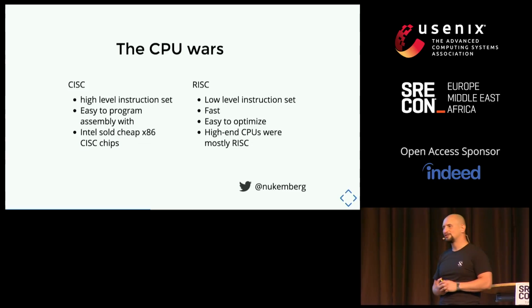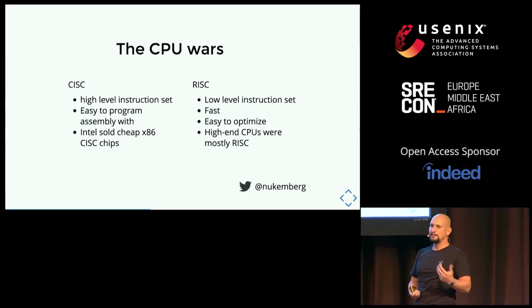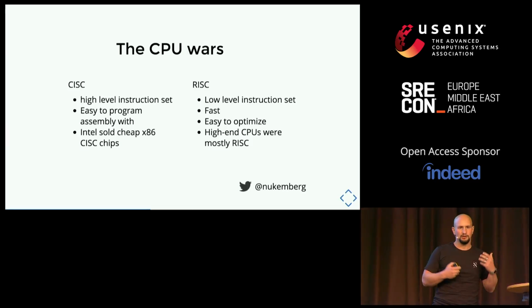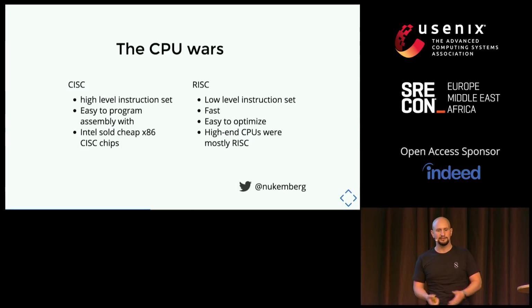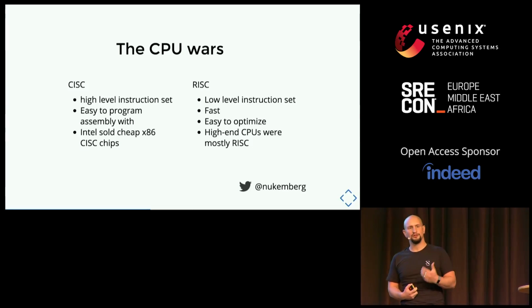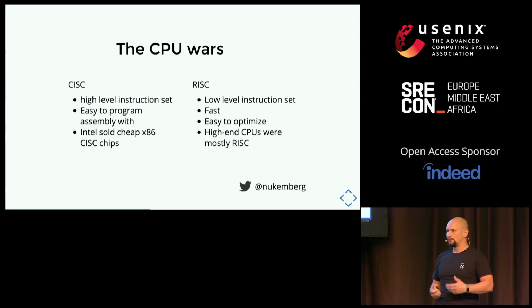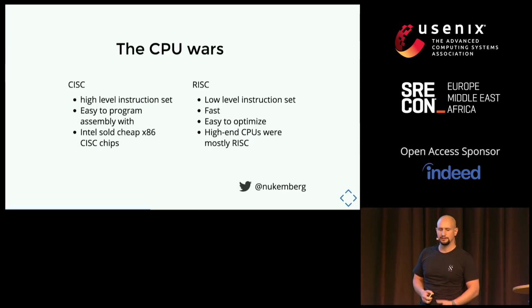So a very, very long time ago, there were two competing architectures for CPUs, the CISC and RISC. CISC was basically complex instruction set, very rich, a lot of instructions, about 160 instructions, extended over the years. Very, very helpful if you want to program in assembly. And Intel, which eventually won those wars, sold very cheap x86 CISC chips.